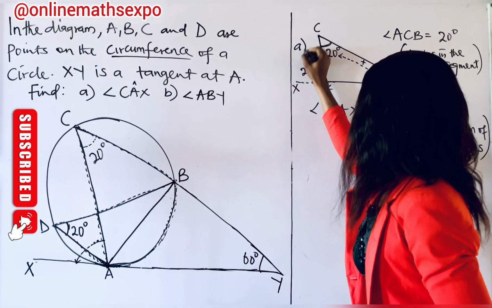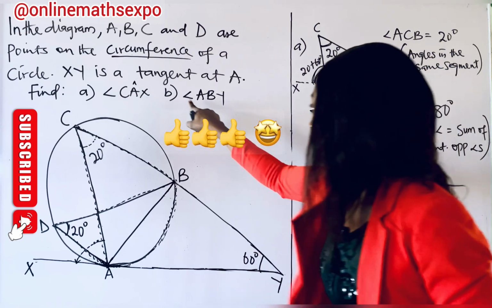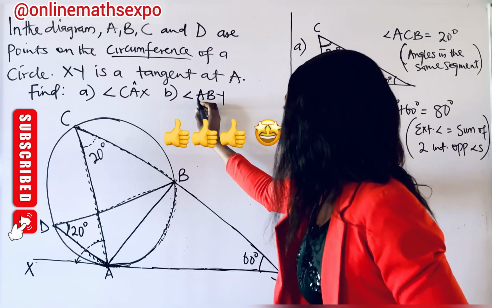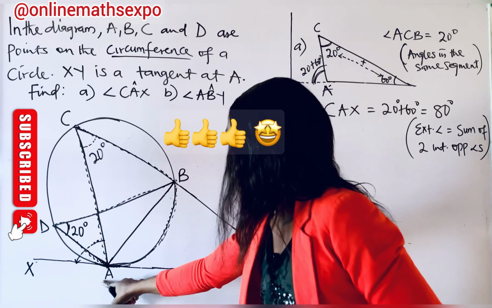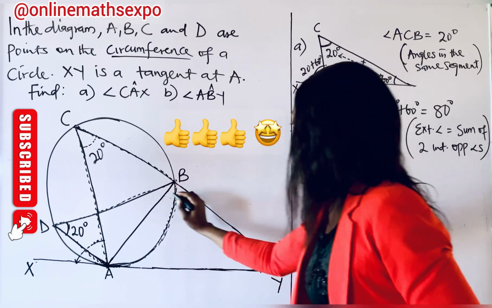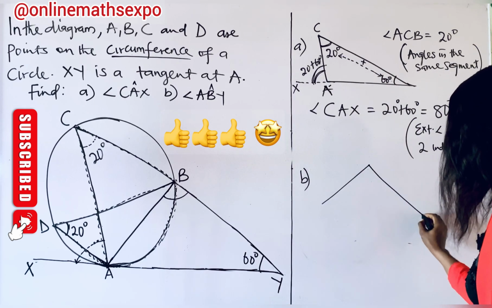Remember, this is our A, so let's get to B. Now to answer B, we are told to find angle ABY. Angle ABY is angle at B. Go to the diagram. This is A, this is B, this is Y. So it means you are looking for this angle. So let's just bring that diagram out.